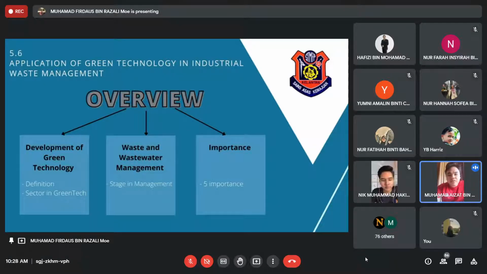Okay, so this is the plan overview. What are the subtopics in 5.6? We are divided into 3 sections. The first one is the development of green technology, in which we cover the definition and the sectors of green technology. The second one is waste and wastewater management. And the third one is the importance, the 5 importance stated in our syllabus for green technology in industrial waste management.